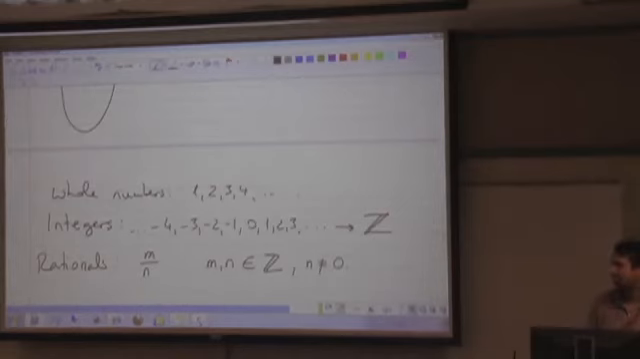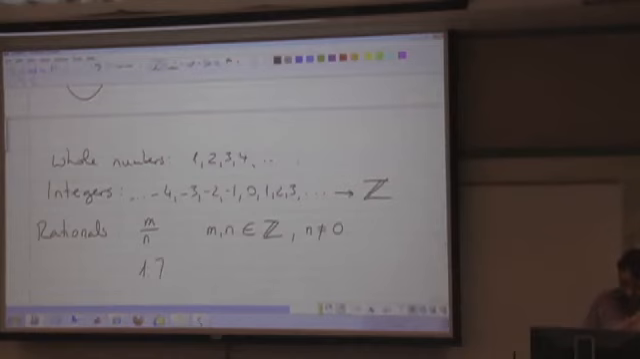So anything that you can write as a fraction. Is 1.7 an integer? No? How about if I write it as 17 over 10? Is that an integer? Why not? Oh, sorry, it is a rational.